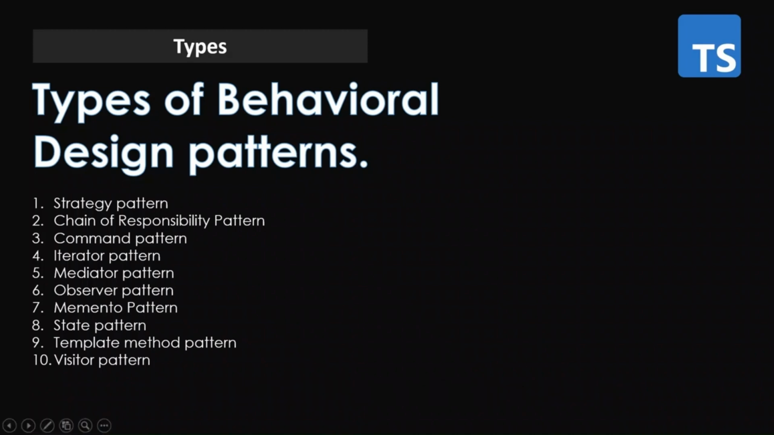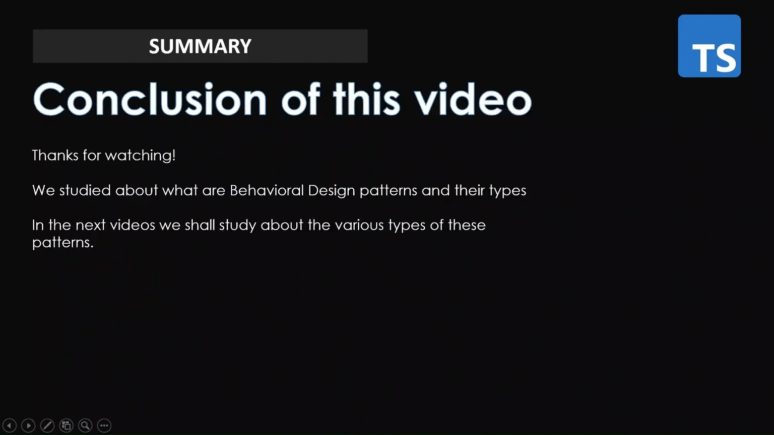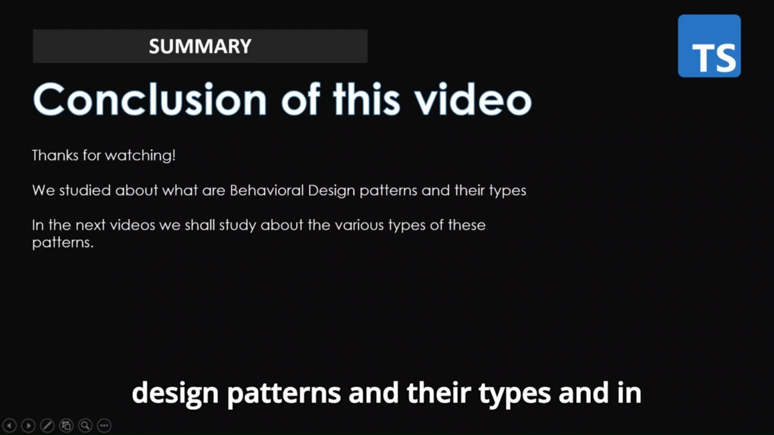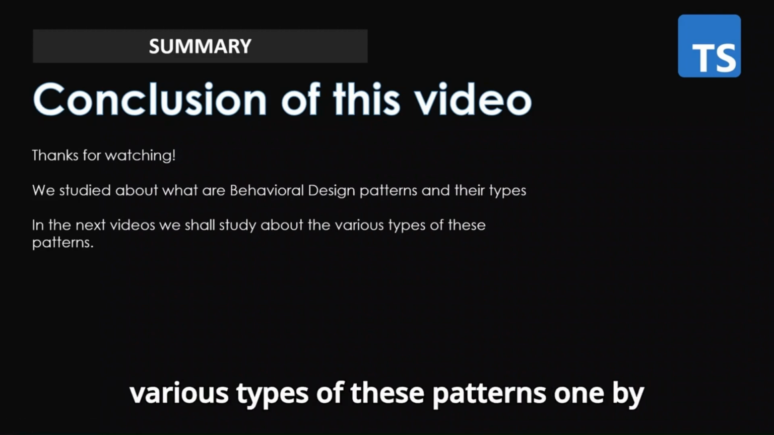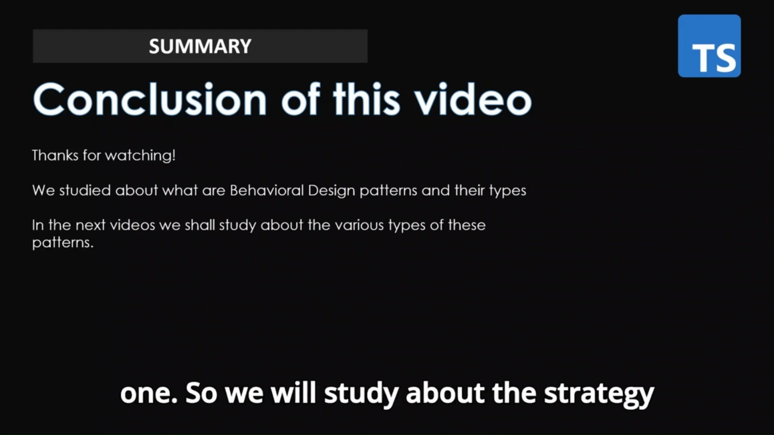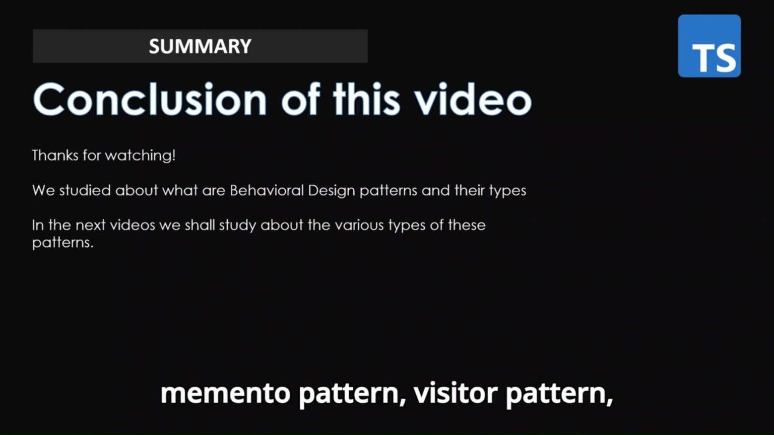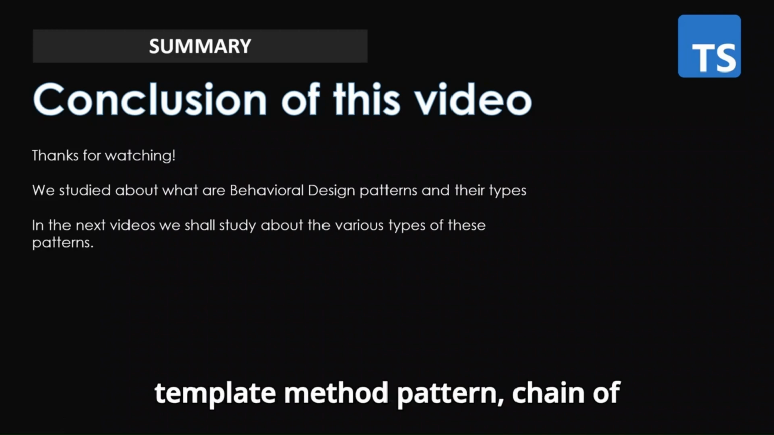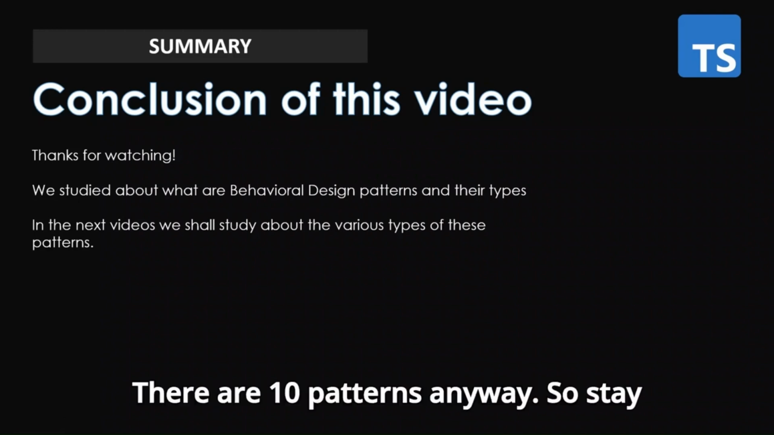Alright, so that's it from the video. We studied what the behavioral design patterns are and their types, and in the next videos we shall study these patterns one by one. So we will study the strategy pattern and the observer pattern, memento pattern, visitor pattern, template method pattern, chain of responsibility pattern, and so on. There are 10 patterns anyway.